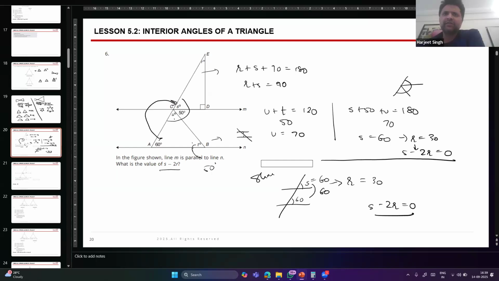So this is a shortcut. Always in this kind of problem, to solve it faster, look at alternate angles. Since we know M and N are parallel, we can use the transversal setup. So S should be equal to 60. So R will be 30 and S minus 2R will be 0. So this is on interior angles.